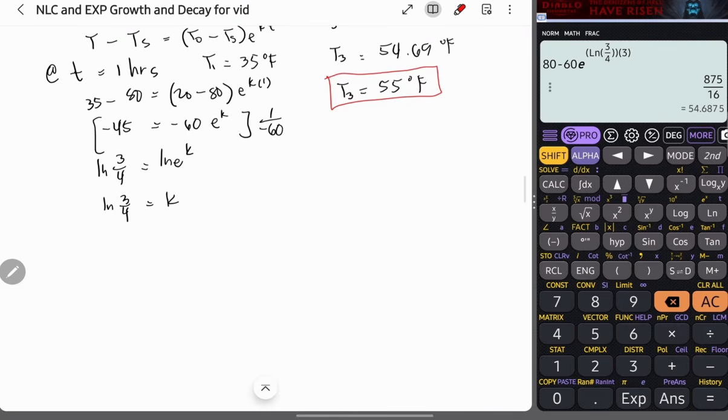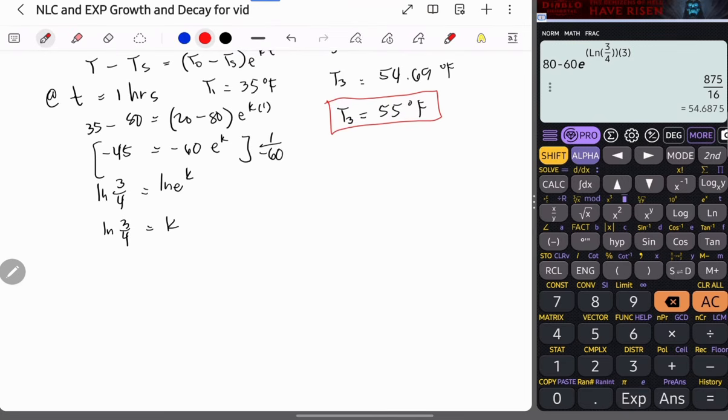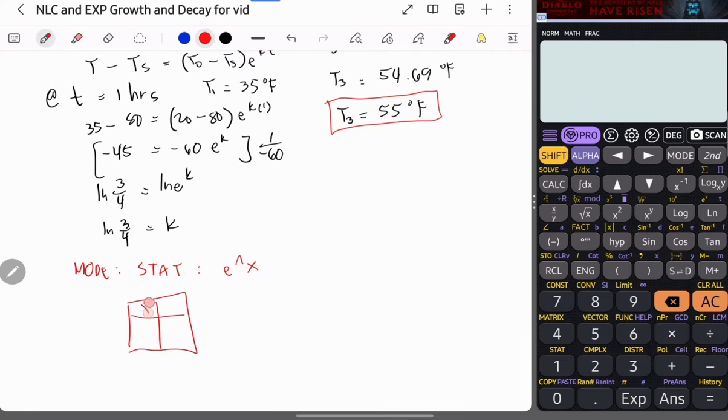So how will we use our calculator to find the answer, or to check our answer? So it's the same. Mode, stat, then e to the x. Then this will appear. X and y. X is the time, y is T minus Ts. Make sure that the data that you will input here must be positive. If the result is negative, just swap T and Ts.